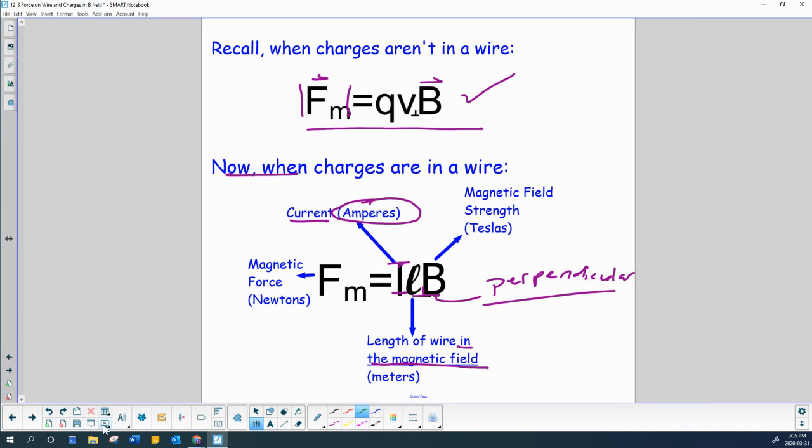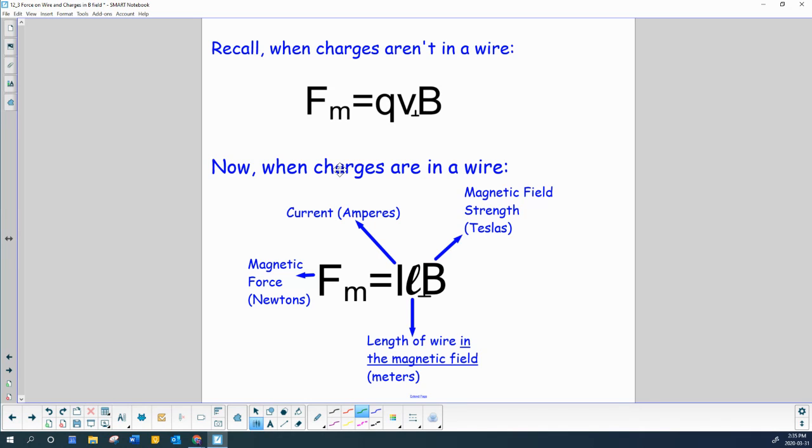So here's the formula we talked about before. This is when the charges aren't on the wire. The force depends really on three things: the charge, the speed of the charge, and the magnetic field strength of whatever magnetic field it's in. Let's compare that to what happens when the charges are in a wire. So first of all, we're going to change our thinking a little bit.